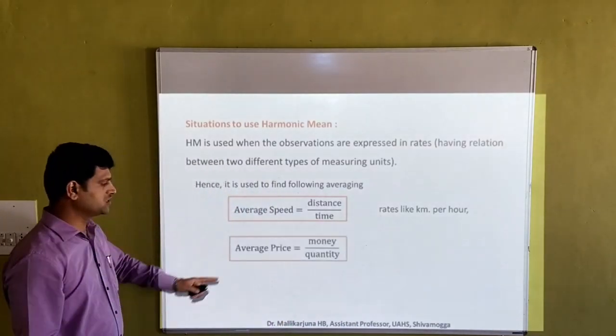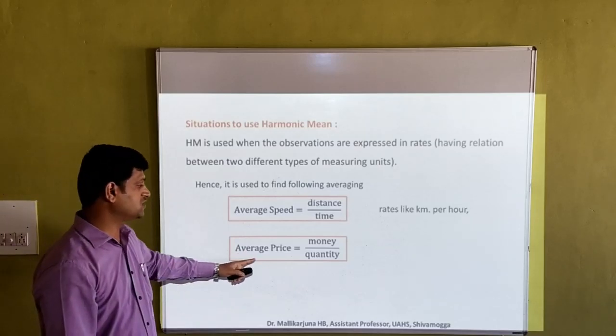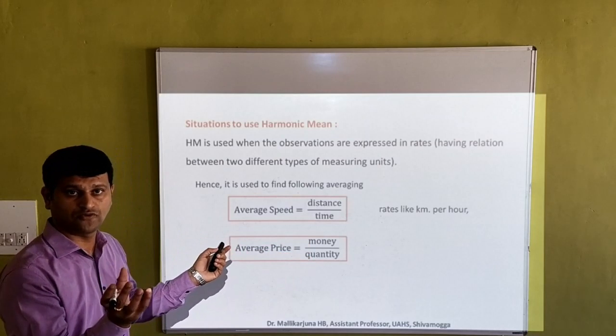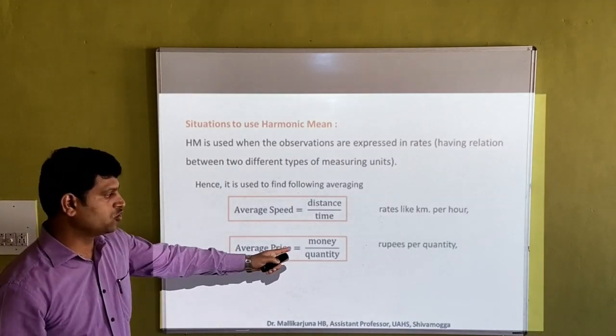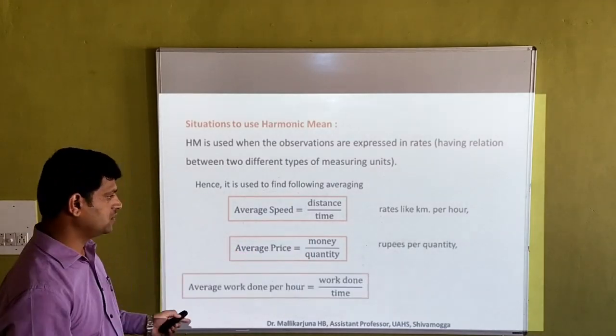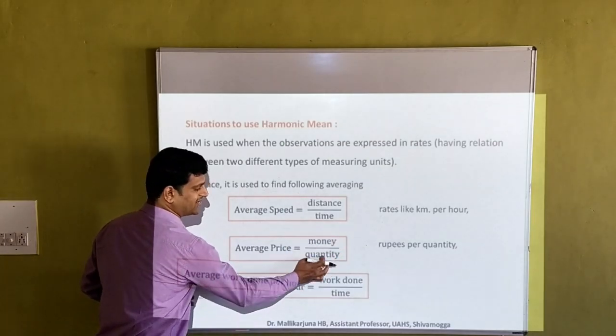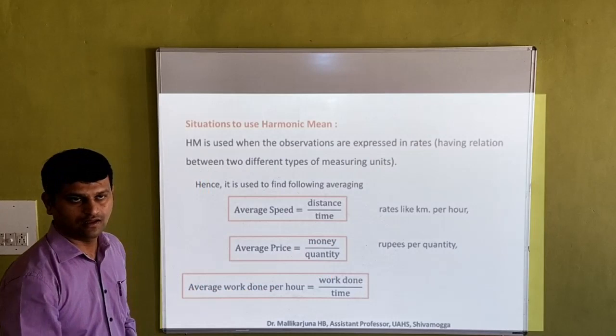Another case is average price. To find out average price, it is money divided by quantity. Of course, there are two observations with respect to two units: rupees per quantity. In this case, we have this rule. Money is in rupees, quantity is in kg or quintal, like that.